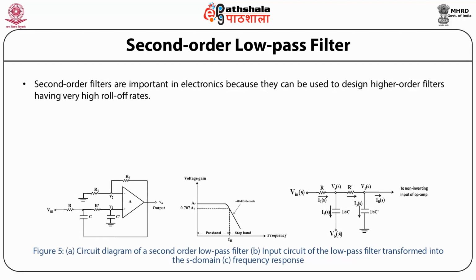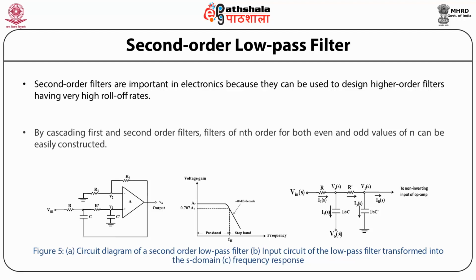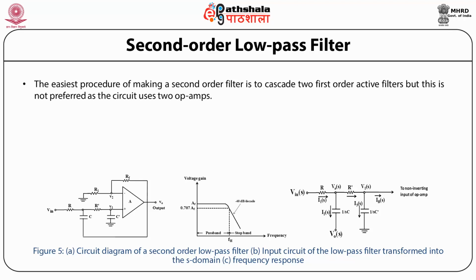Second order filters are important in electronics because they can be used to design higher order filters having very high roll-off rates. By cascading first and second order filters, filters of nth order for both even and odd values of n can be easily constructed. The easiest procedure of making a second order filter is to cascade two first order active filters, but this is not preferred as the circuit uses two op-amps.